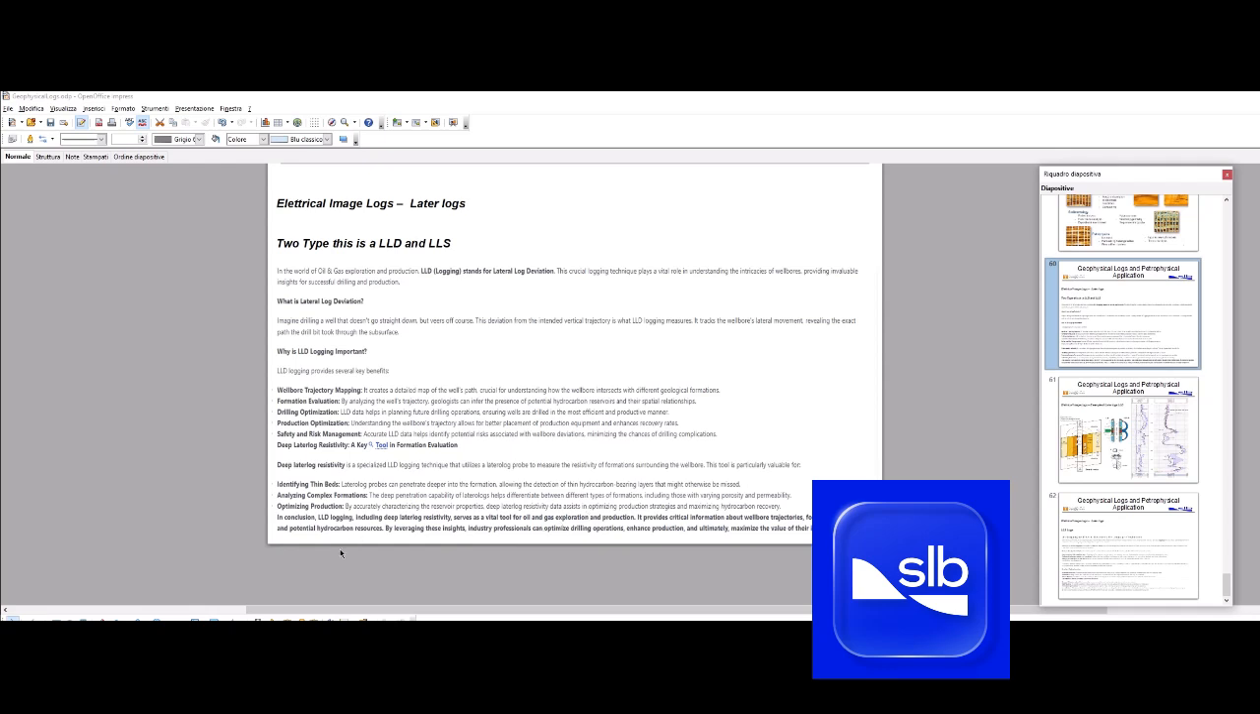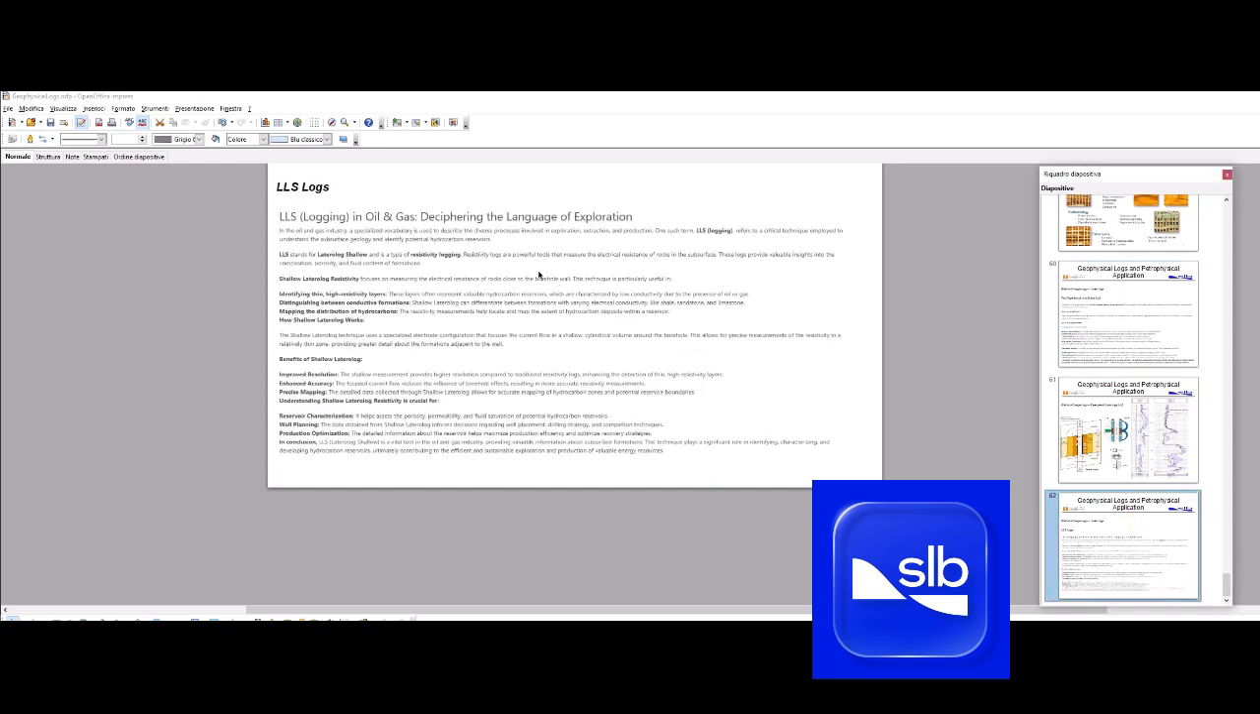In conclusion, the LLD log serves as a very vital tool for oil and gas exploration and production, and it provides critical information about the wellbore's trajectory, formation properties, and potential hydrocarbon resources. So it is an old technique, but is still used in this case to optimize the production and make some characterization and formation evaluation.